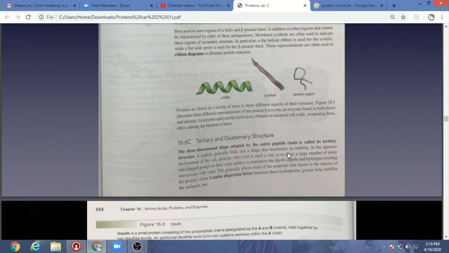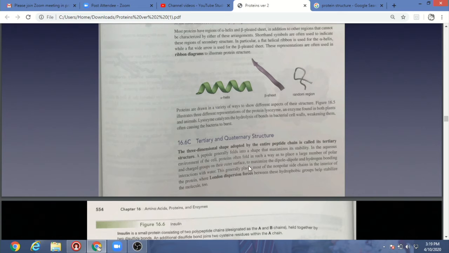And then in the aqueous environment of the cell, proteins often fold in such a way as to place a large number of polar and charged groups on their outer surface to maximize the dipole and hydrogen bonding interactions with water. So a lot of proteins, if you look at the external surface, the perimeter of the structure, you're going to see a lot of polar regions so that hydrogen bonding can occur. Dipole is kind of the same thing as hydrogen bonding. It's negative and positive attractions, not bonding, but attractions.